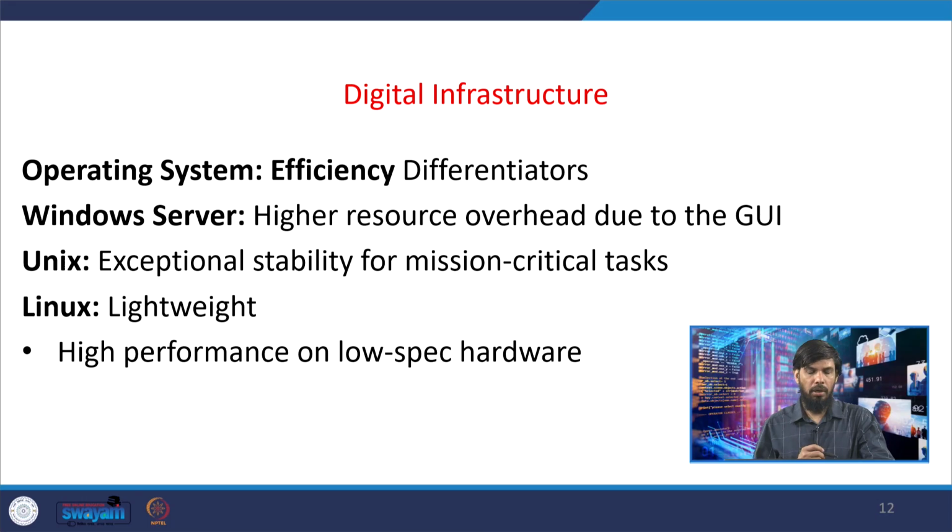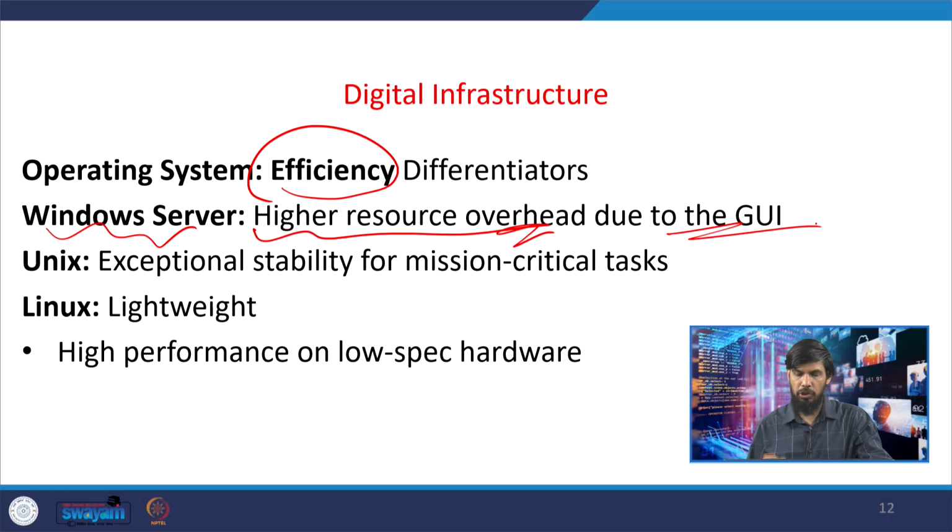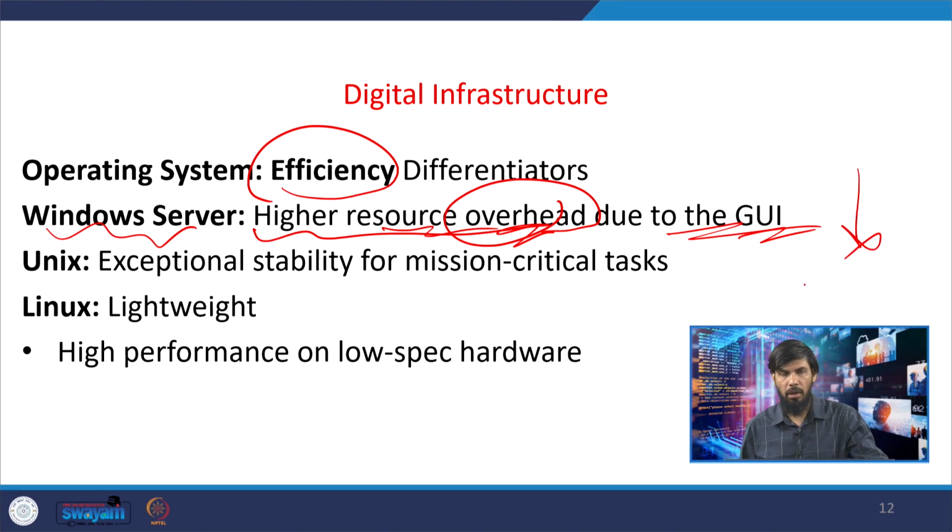Next parameter that we can talk about is efficiency. So how do these operating systems compare with respect to efficiency? If we look at Windows Server, there is higher resource overhead due to the GUI. The GUI itself will take resources, because there is so much image processing that happens to manage those windows and the graphics that are displayed. So there is high resource overhead in the case of the GUI. Efficiency will go down, because a big chunk of computing resources, hardware and software, would actually be engaged in the GUI component of it.